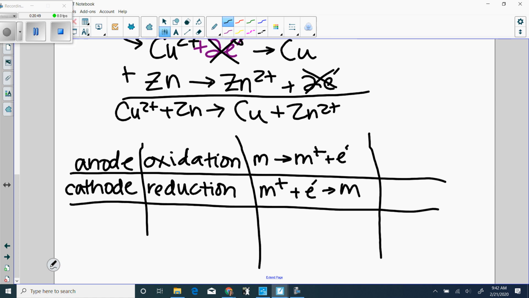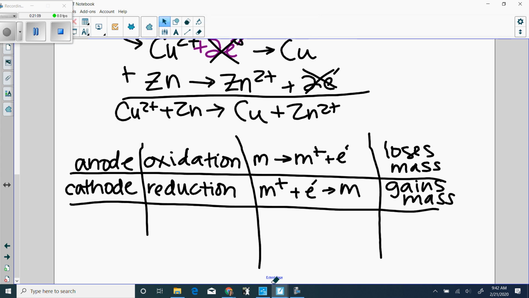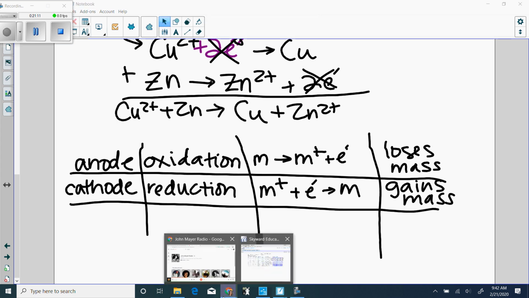The anode is dissolving. It's getting smaller, loses mass. The cathode is getting fatter. I'm gaining copper on top of it. It's going from blue to the copper. Talk about that and then find the sample problem. Ready? Go.